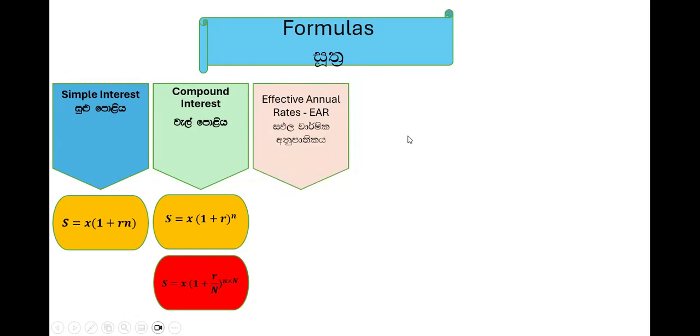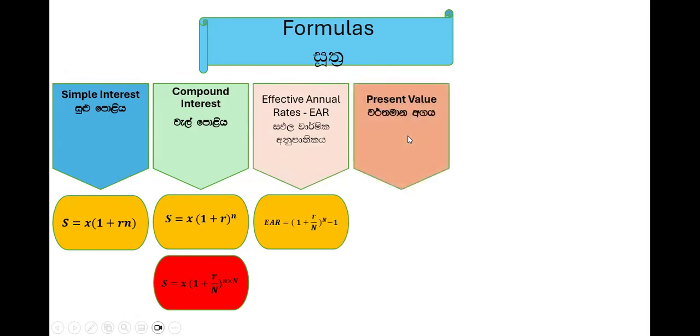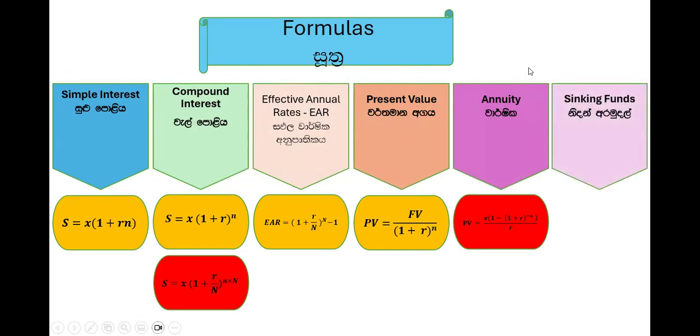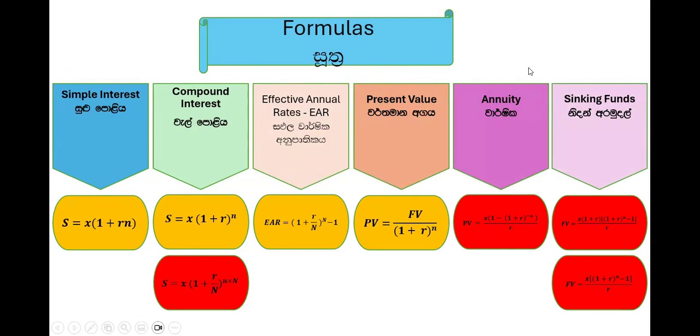Then the effective annual rate also has a formula. Present value has a formula. Then annuity has a formula. Then sinking funds also have two formulas. Here we have 8 formulas.